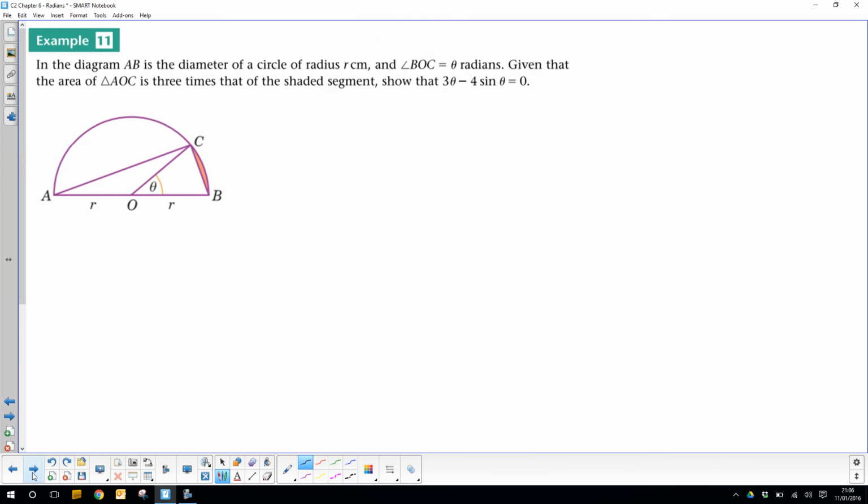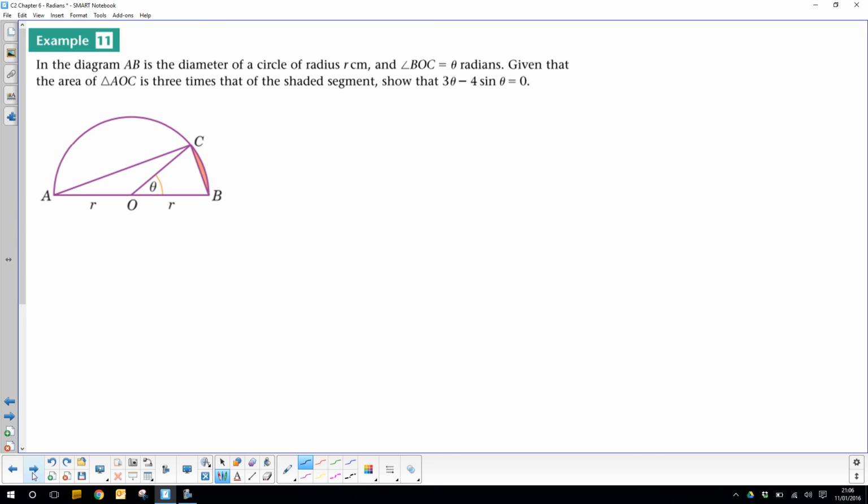Now, example 11. In the diagram, AB is the diameter of a circle of radius r, BOC is theta radians. Given that the area of triangle AOC is 3 times that of the shaded segment, show that this is the case. So, it's again just a case of breaking it down bit by bit. And what we have is, just give me one sec, AOC. Okay, so triangle AOC, let's start with that.